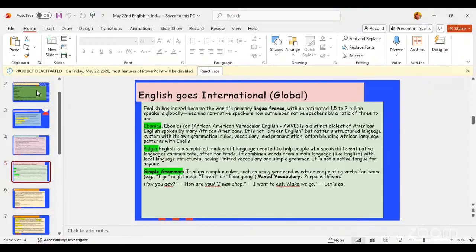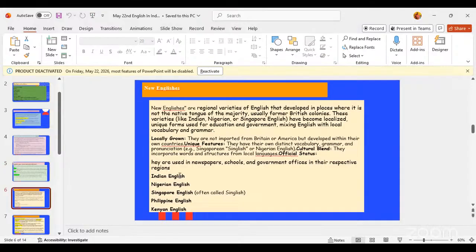Then we have Pidgin English, a makeshift language created for people who speak different native languages to communicate, often for trade. It is a main language like English with local language structures. And then simple English, with simple grammar. It skips certain letters and words, like "how are they" for "how are you," and "make me go" for "let's go." We understand how it is spoken and what exactly the person wants to convey.